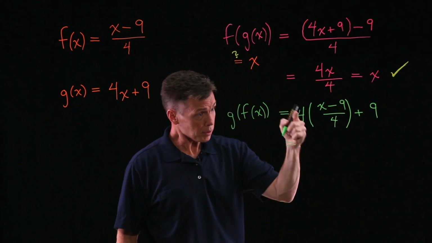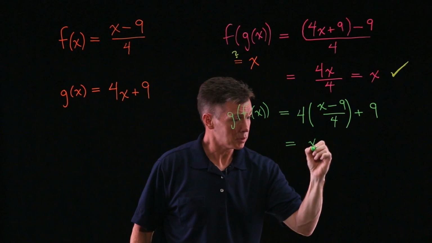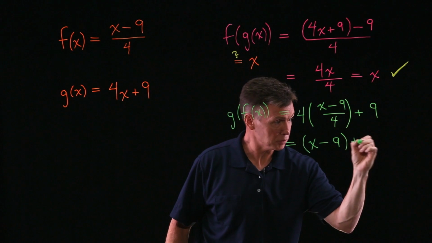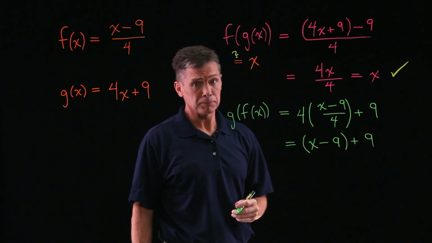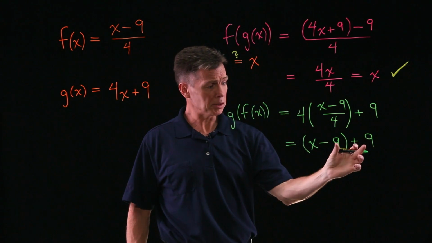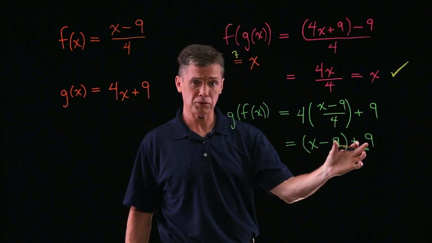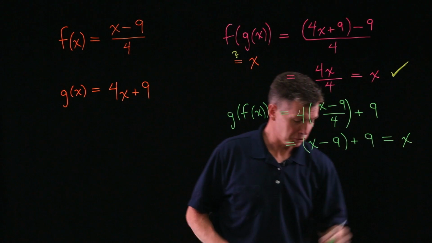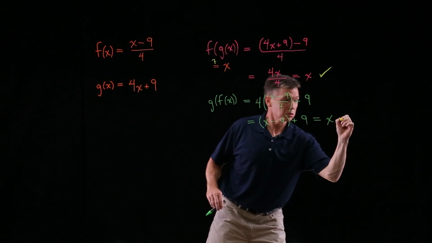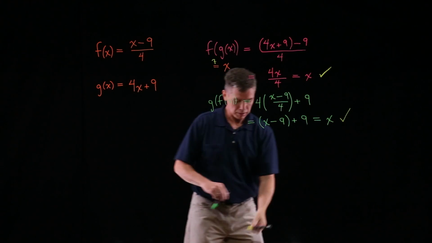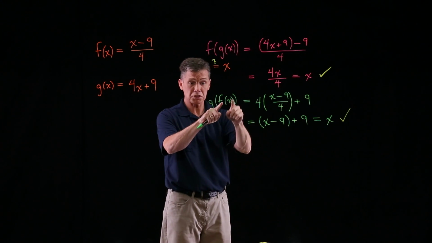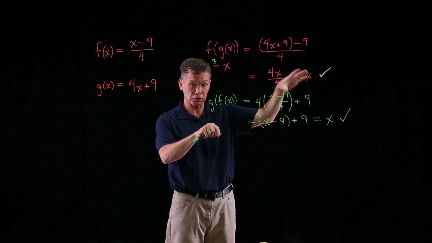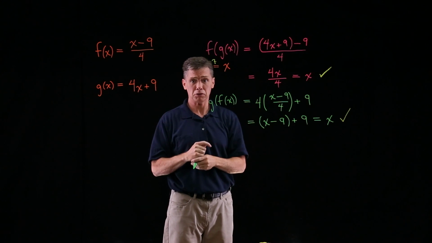This equals, the 4's will divide out. I'm just left with x minus 9 in parentheses. There's still the plus 9 outside. Parentheses aren't doing much for me here. You can get rid of those, and the minus 9 plus 9 will go to 0. Not too much of a shocker. We get an answer of x, which is really just confirmation for me then that putting the one function inside the other results in x. So yes, they are inverses.